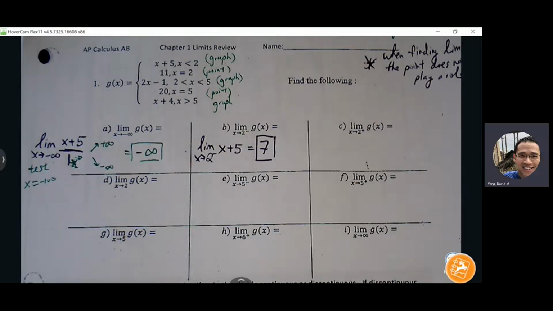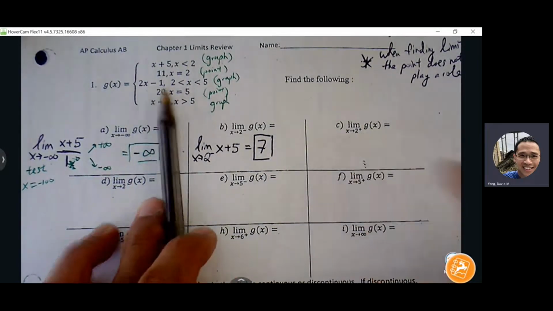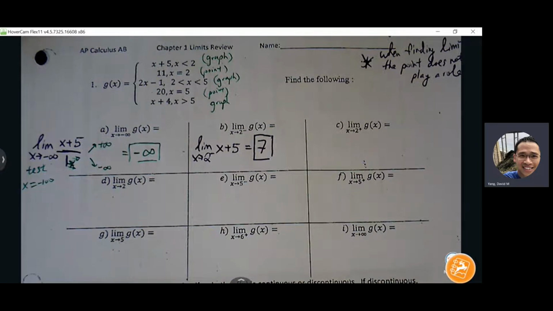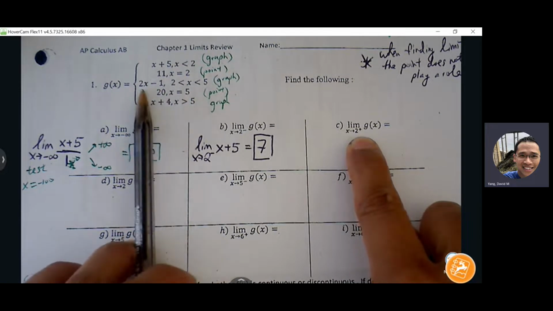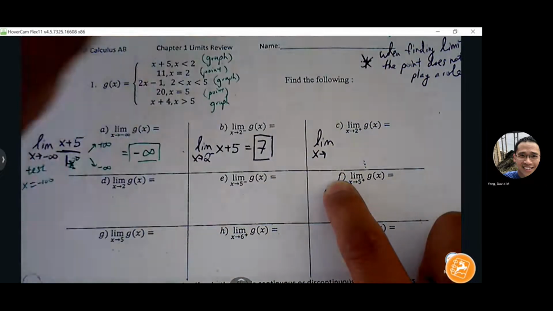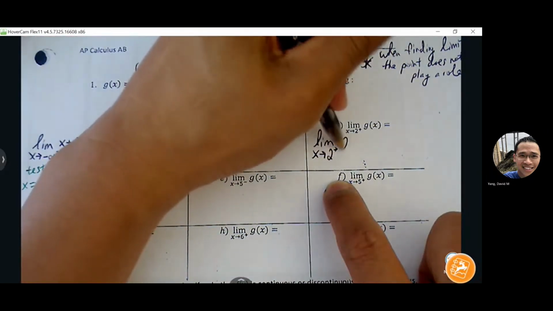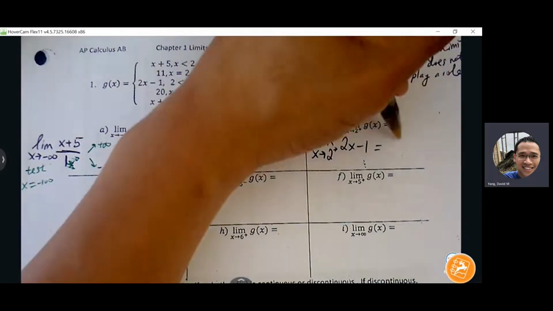Okay, part C, approaching 2 from the right side of 2. So what are some values a little bit greater than 2? That's part of our restriction here. 2x minus 1. Right, so if you think about values greater than 2, it could be like 3 or 2.5 or 2.6. Those are all values that are between 2 and 5, so we use 2x minus 1. Just the whole number, right? Okay, plug in 2, what do we get? 3.